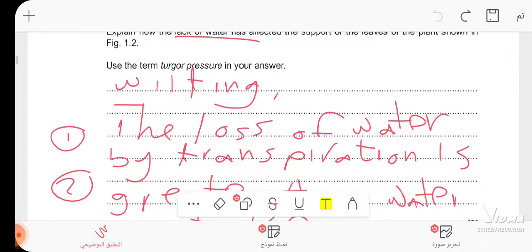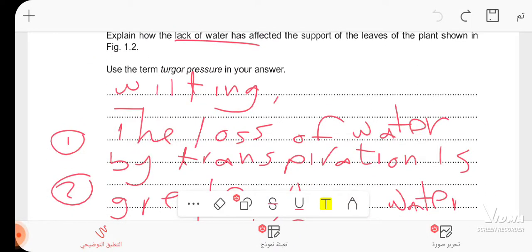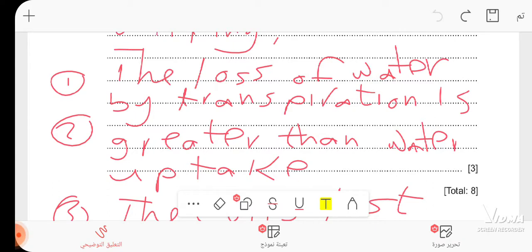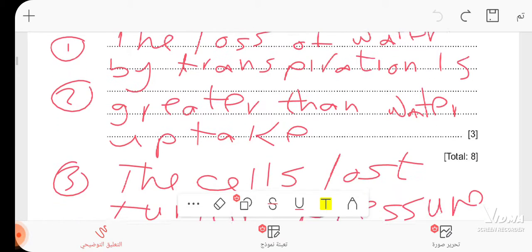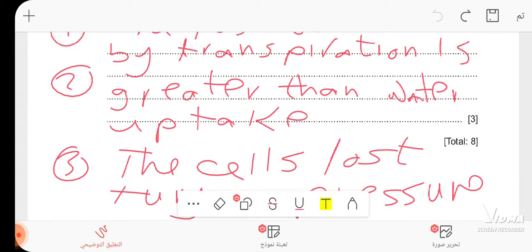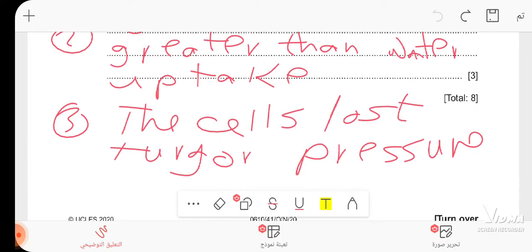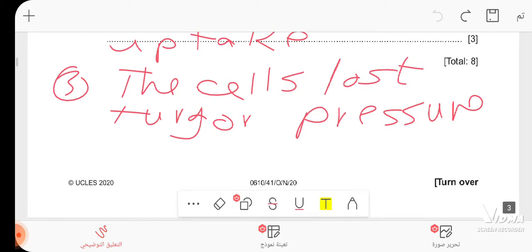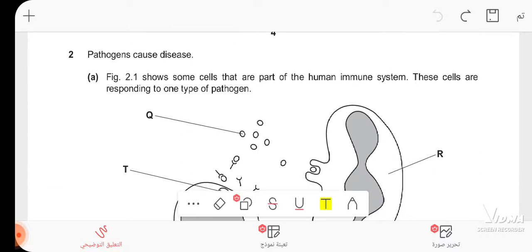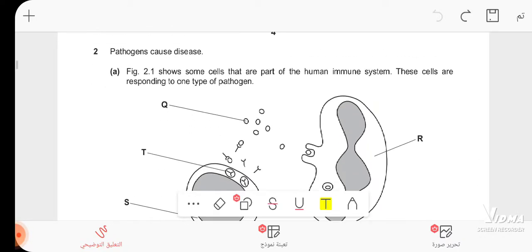So what happened to this plant at day 7? It is wilting. Wilting being the loss of water by transpiration, where the water loss is greater than the water uptake. So there is no water inside cells, the plant cells lost the water, so the turgor pressure will decrease. Cells lost turgor pressure, and they become wilted, okay. So let's move to next question number 2.